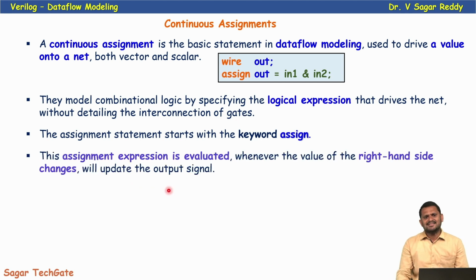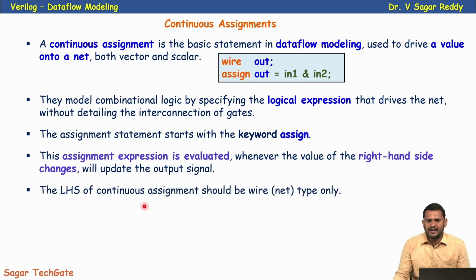So this assignment expression is evaluated whenever the value of the right hand side changes, and it will update the output signal. For example, if anything changes in the right hand side, it will evaluate immediately and assign to this output signal. So if any value changes in the right hand side, it will evaluate that expression and assign to this output. That is the reason we call it dataflow, the flow of data over the nets.